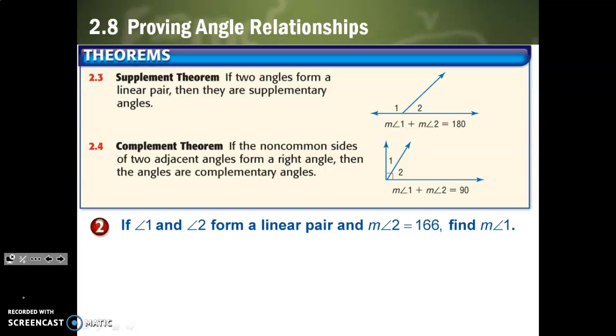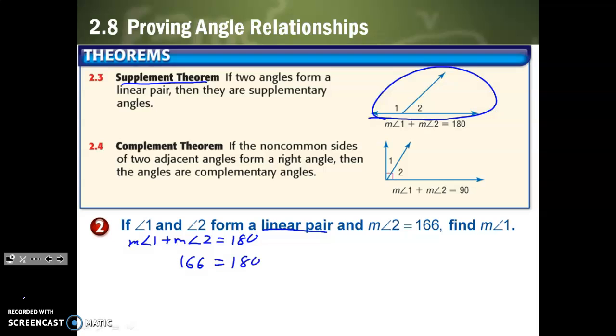So a linear pair, remember, is just a supplementary pair, and this is a good example of a linear pair. What do we know about a linear pair? They add up to 180, so the measurement of angle 1 plus the measurement of angle 2 equals 180. And if the measure of angle 2 is 166, how would you solve for the measurement of angle 1? Subtract 166 from both sides, and the measurement of angle 1 equals 14 degrees.